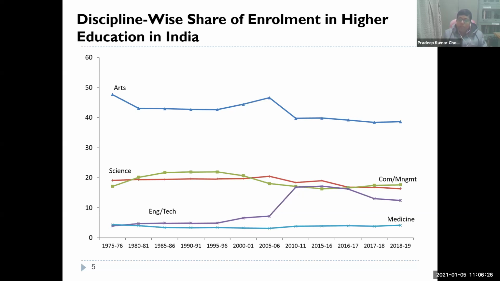So arts, science, commerce, engineering, and all that. I am not explaining all of them, but if you see the violet line, engineering and technology, it was increasing rapidly till, let's say, 2010-11, and afterwards it has declined drastically. So it clearly says what I said, that there is a decline because of the world economic crisis and other such interventions that we saw in the IT sector, which led to a declining demand for engineering education. While in medicine and some other disciplines like management, enrollment has been increasing over the years. So that's point number one: the discipline-wise share of enrollment in higher education clearly shows a declining demand for engineering education.